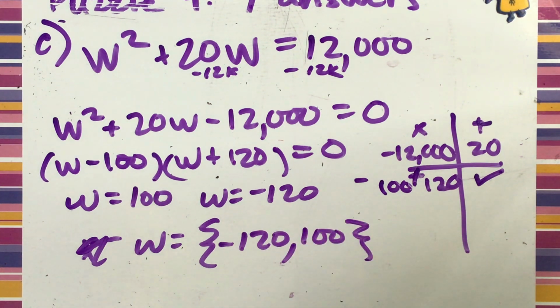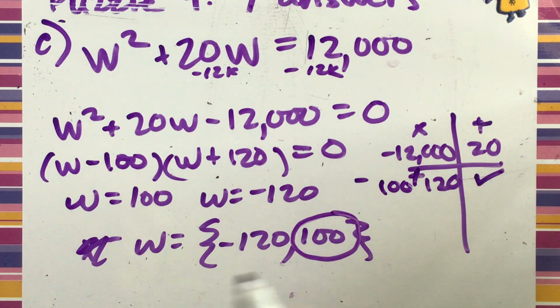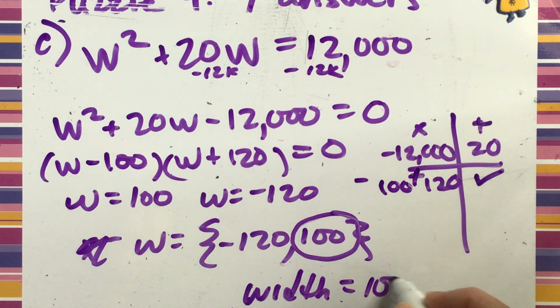So remember, the question is asking, let's see, what is the width? So the width has to be positive. So in essence, it's asking, well, what's the positive solution? And that is 100. A lot of times in algebra and real world applications, it's going to be asking, what is the positive solution? So the width is 100, okay?